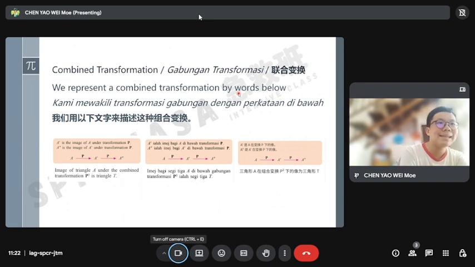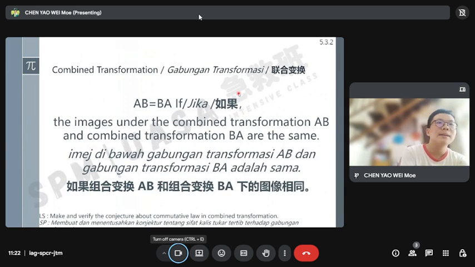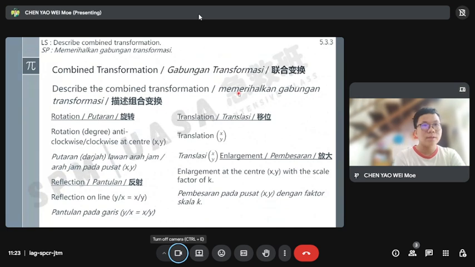We can say the image of triangle A under the combined transformation P squared is triangle T. Also, we can say AB equals BA if the image under combined transformation AB and combined transformation BA are the same. This means when you do transformation AB, the image you get is the same as what you get in BA. And now I will teach you how to describe the combined transformation.